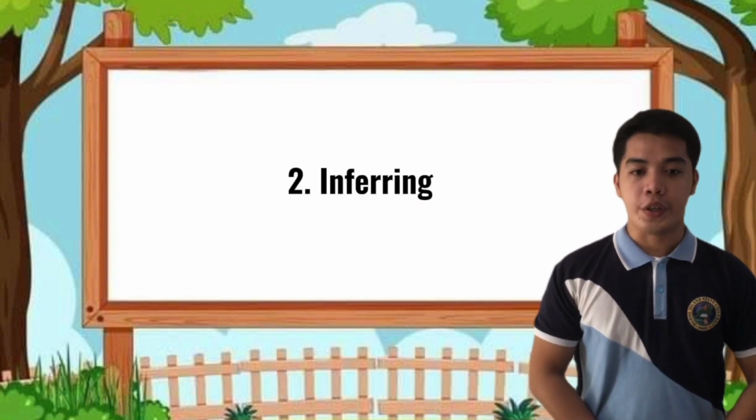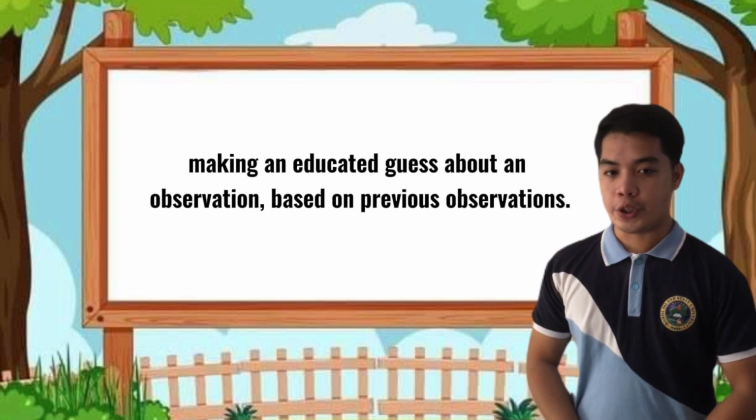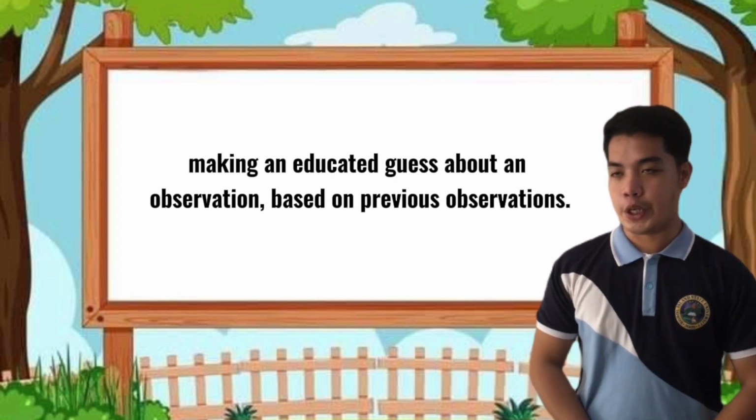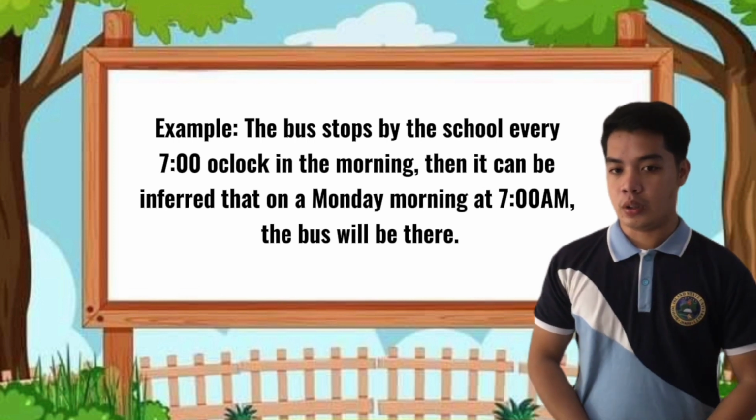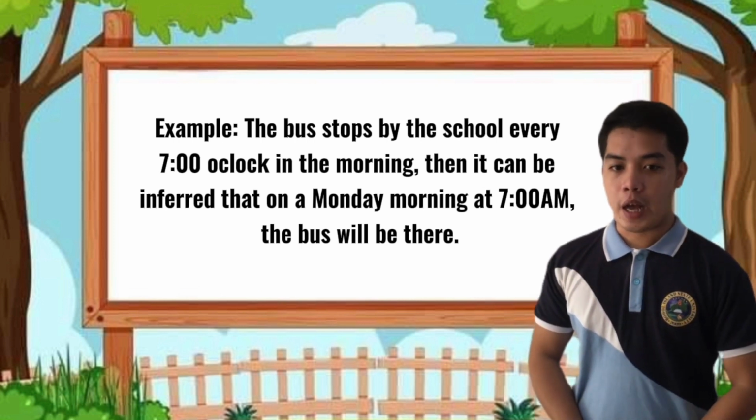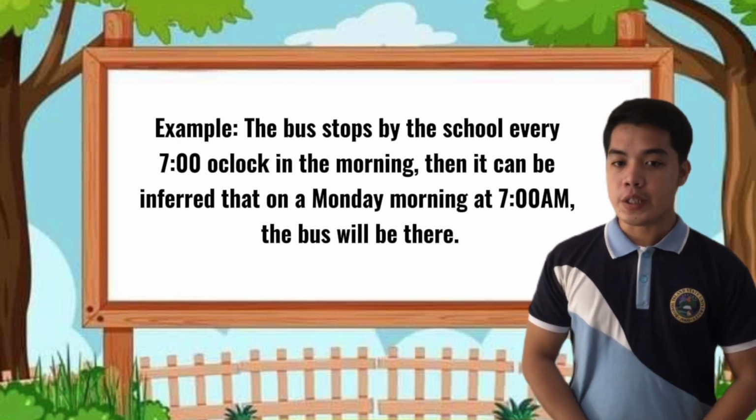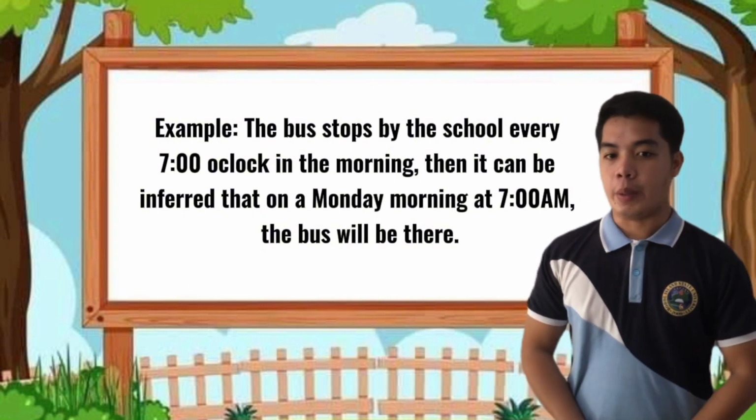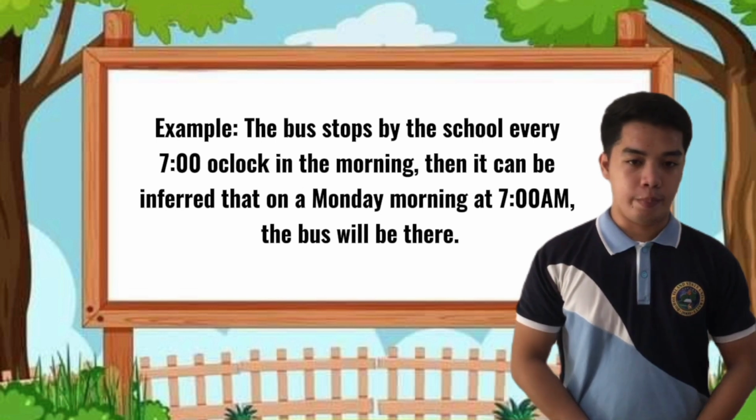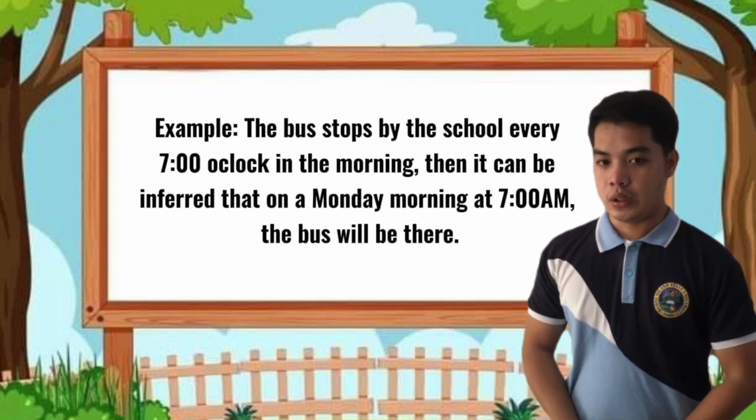2. Inferring. Inferring is making an educated guess about an observation based on previous observation. For example, the bus stops by the school every 7 o'clock in the morning. Then it can be inferred that on a Monday morning at 7 a.m., the bus will be there.